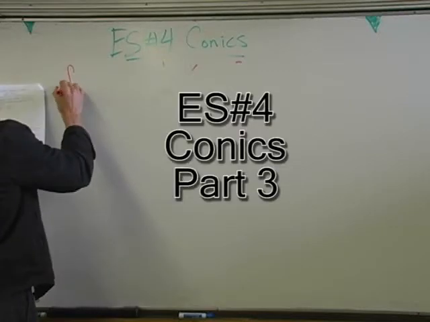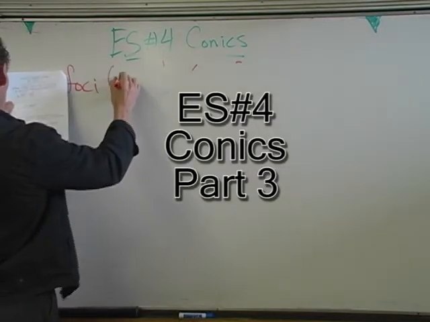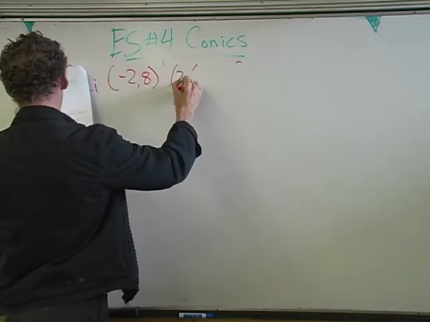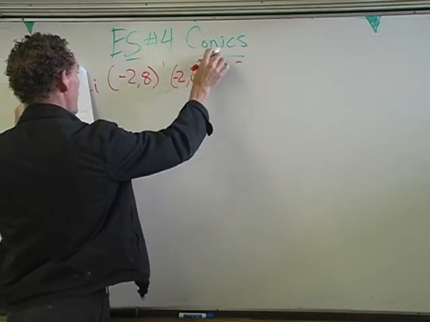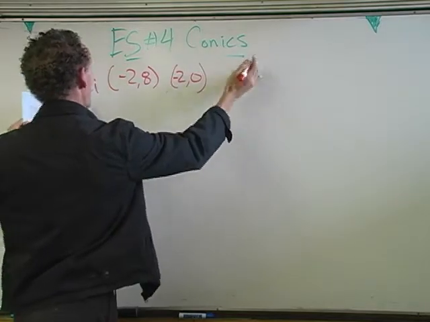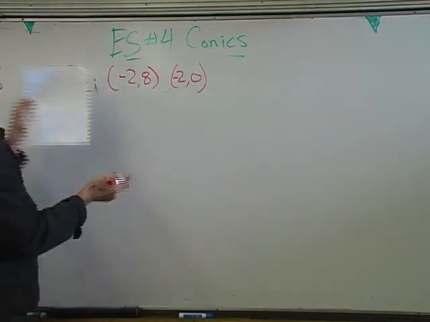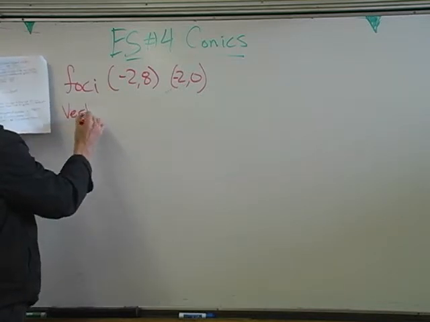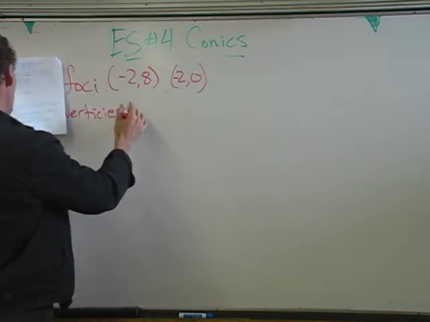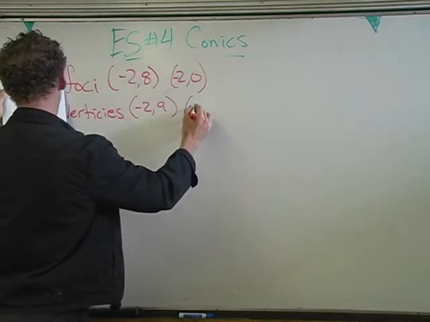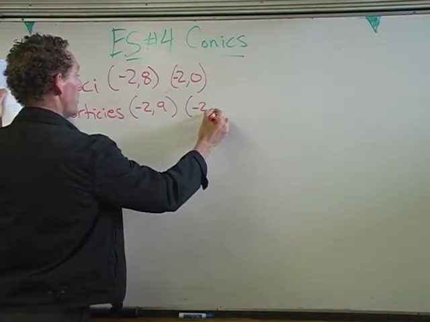Let's see, the foci are (-2, 8) and (-2, 0). Wait, where'd you get that from? I'm looking at the bottom question. And the vertices are (-2, 9) and (-2, -1).